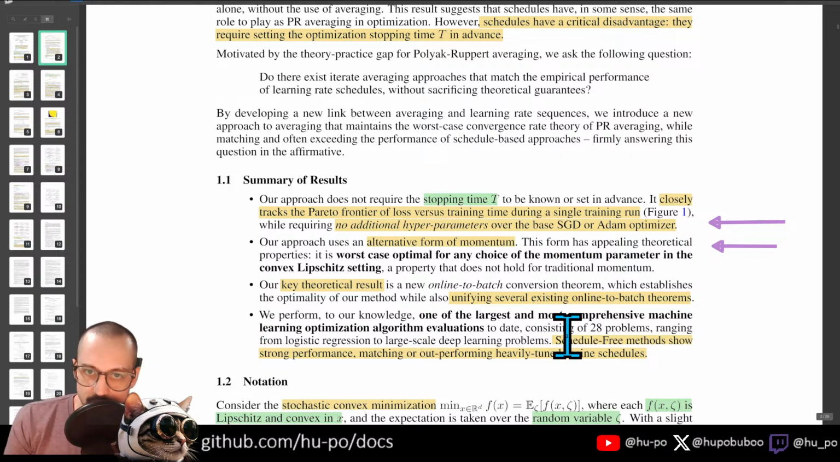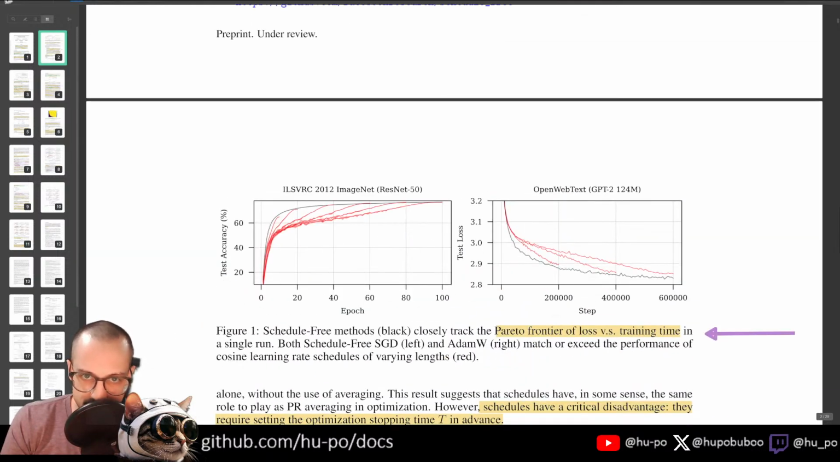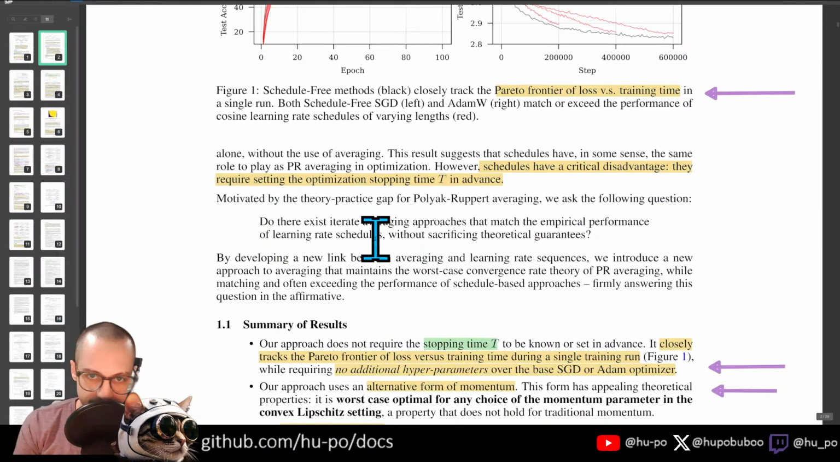We perform one of the largest and most comprehensive machine learning optimization algorithm evaluations. Schedule-free methods show strong performance, matching or outperforming heavily tuned cosine schedules. Okay, so this is the result that got people excited, where they started showing some of these plots months ago, saying, hey, look at this, we're outperforming a bunch of standard best practice optimizers that have all these hyperparameters with our own schedule-free method.